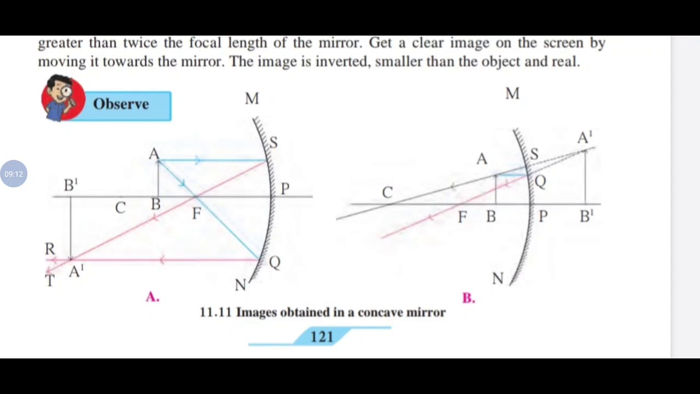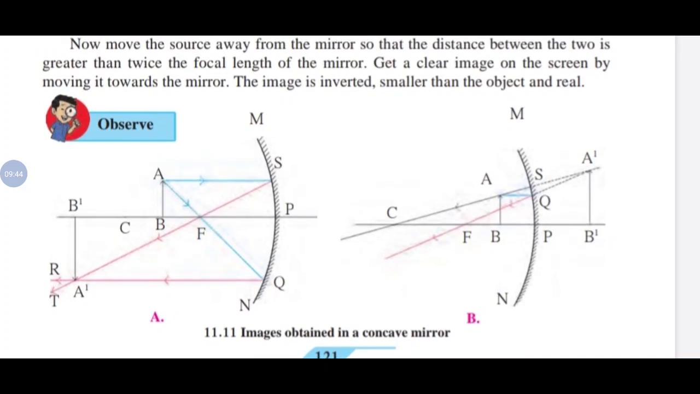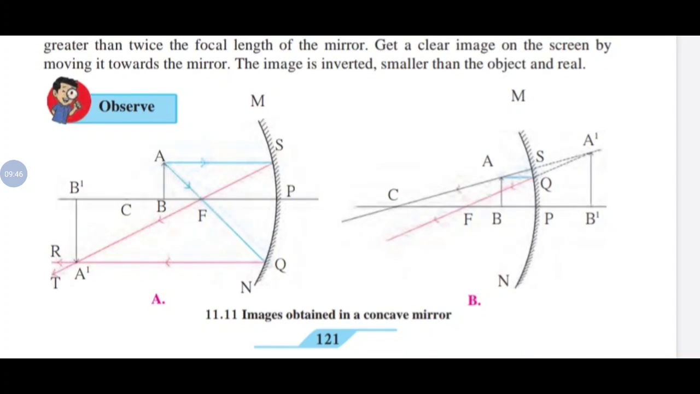That's why it is not real. Why? Because the reflected rays do not really intersect each other. We are extending them in the backward direction. That's why at point A dash the reflected rays appear to meet, and that's why this image is not real. So this image is called a virtual image. The size is enlarged compared to AB, that size is greater, and virtual images are not inverted, which is called erect. Not inverted means erect.